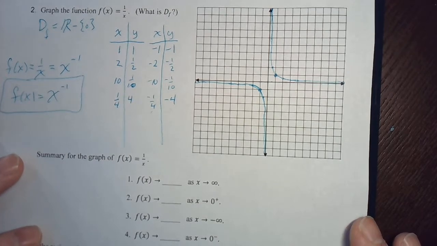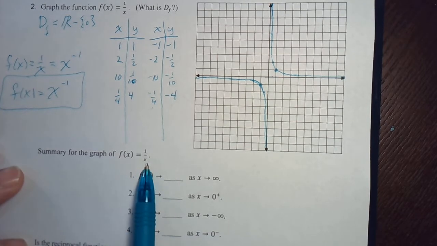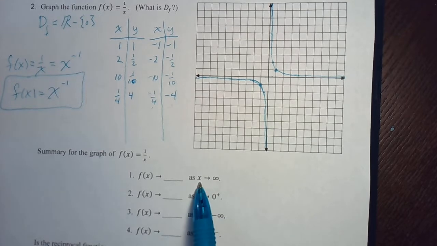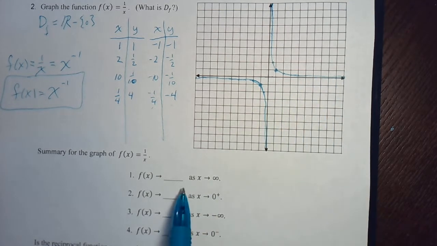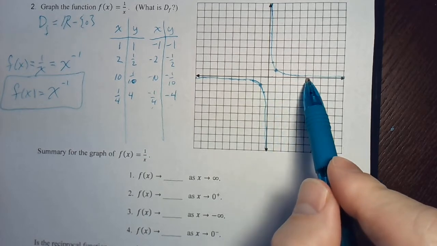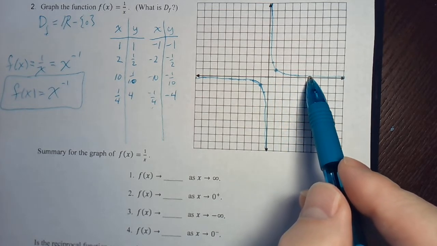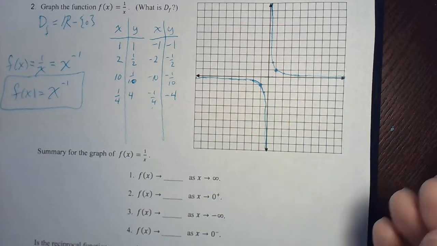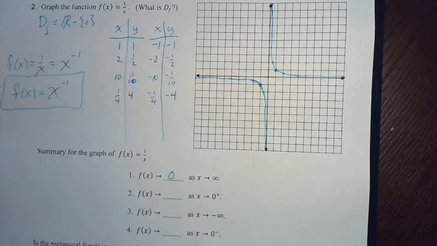Okay, so now let's ask a couple of questions, and this is really some new terminology. Summary for the graph of f of x equals 1 over x. Well, what does the graph do? This arrow means as x approaches infinity, as x goes to the right from 0, think of it going forever and ever. What is the height of the function approaching as x goes to infinity? Notice that the height of the function is getting closer and closer to the x-axis, which is a height of 0. So f of x is approaching 0 as x goes to infinity.